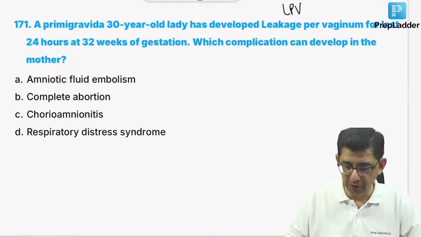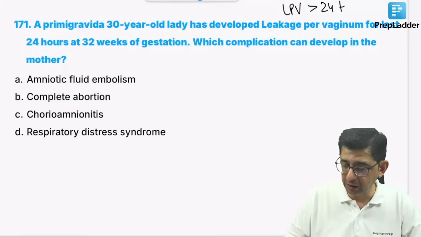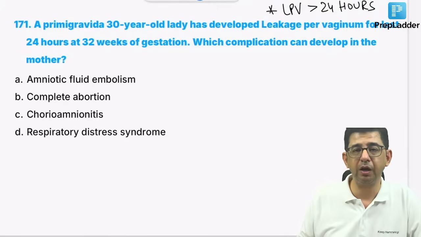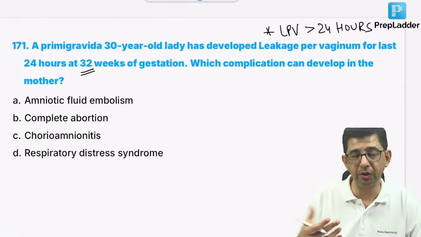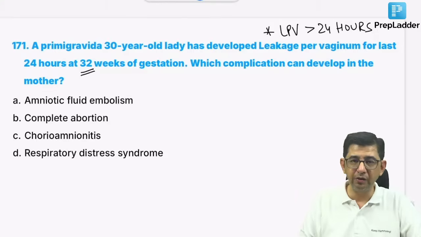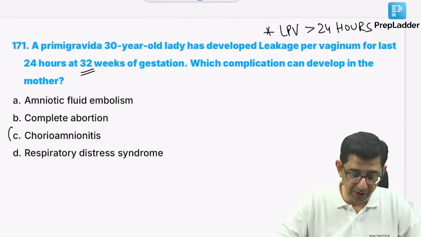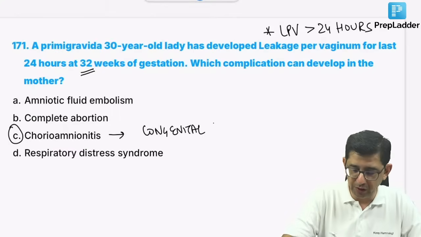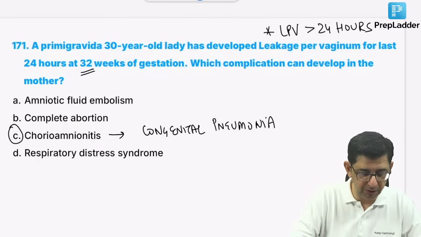This lady is having leakage per vaginum for previous 24 hours. So that's gonna cause an ascending bacterial infection. That is gonna be troublesome for her. So which complication can develop in the mother? If you are having a leakage per vaginum for a huge 24 hours at 32 weeks of gestation, the bag of waters has burst and she's come to the hospital late, then you can understand that there could be an ascending infection. That would be chorioamnionitis. The amniotic fluid itself will become infected, and the complication of this would be the baby will be born with pneumonia. So this will increase the chances of development of even congenital pneumonia. The answer for this would be option number C.